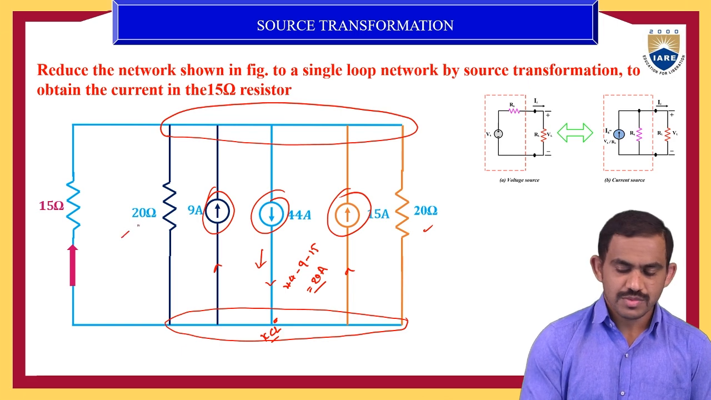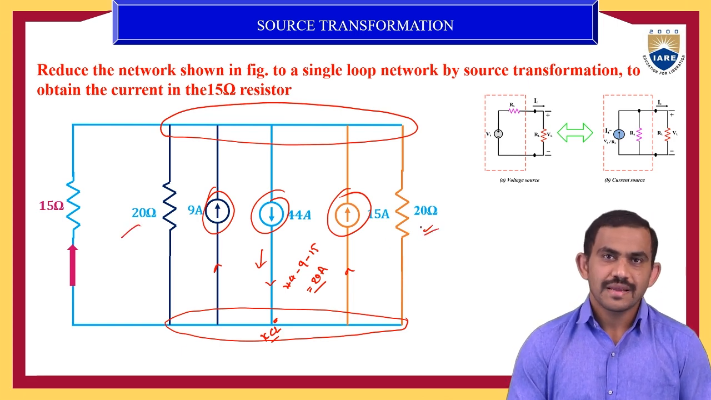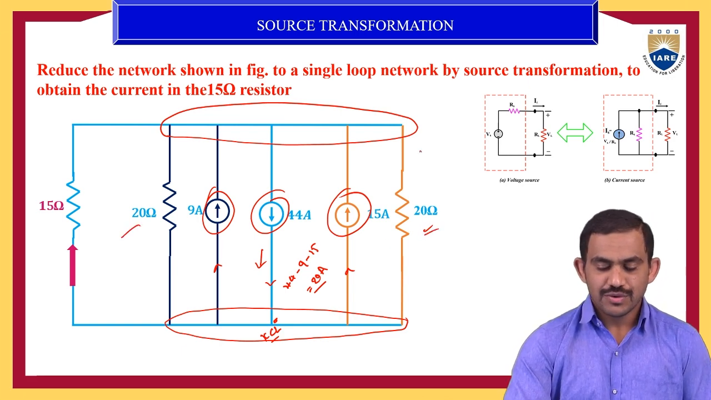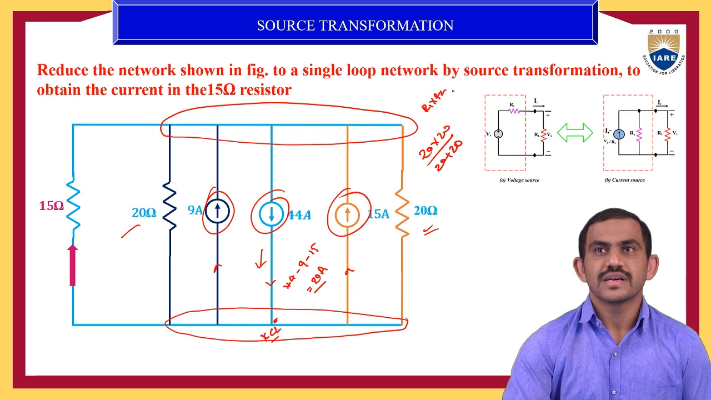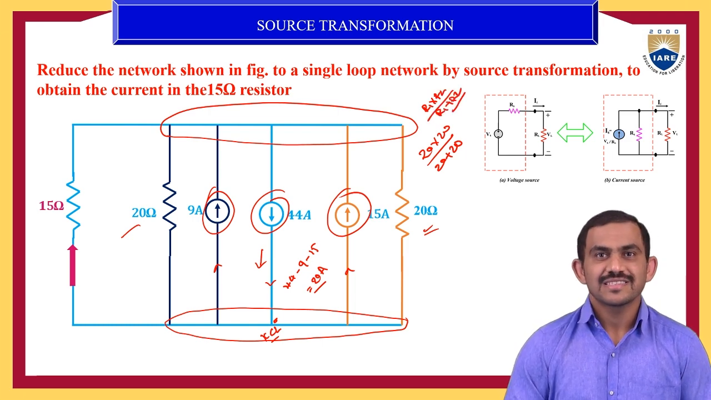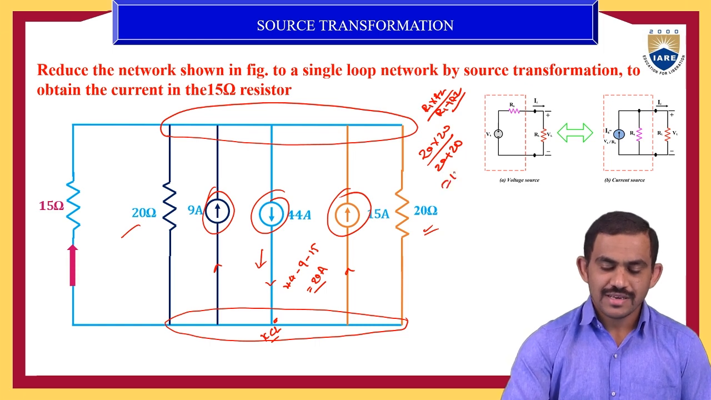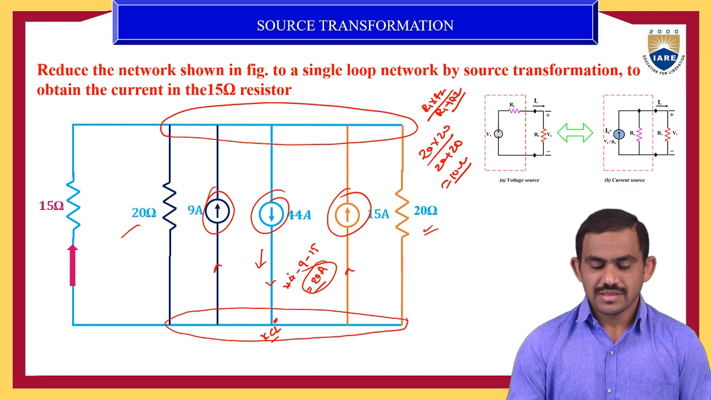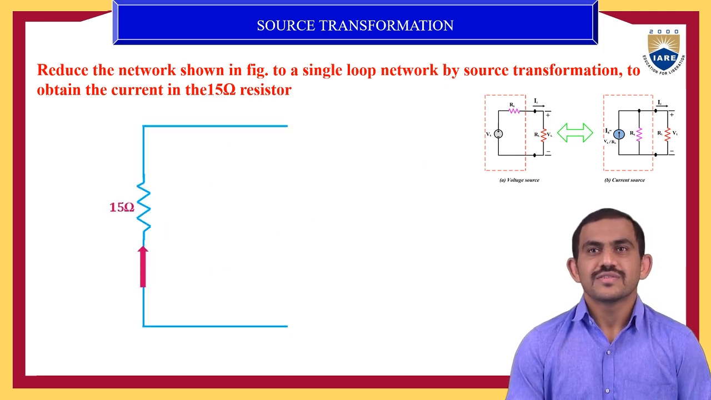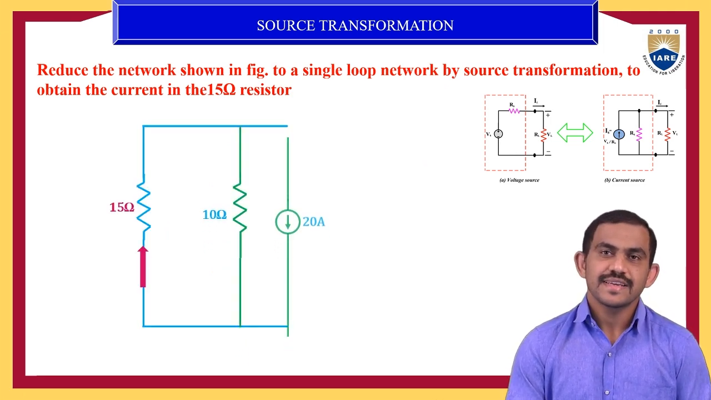And what about 20 ohms and 20 ohms? Both are in parallel. Parallel means we have the formula 20 into 20 by 20 plus 20, R1 into R2 by R1 plus R2. This is the formula for parallel resistance. Now your value is 10 ohms. So 10 ohms as well as 20 amps. This total circuit converted to your 10 ohms as well as 20 amps.